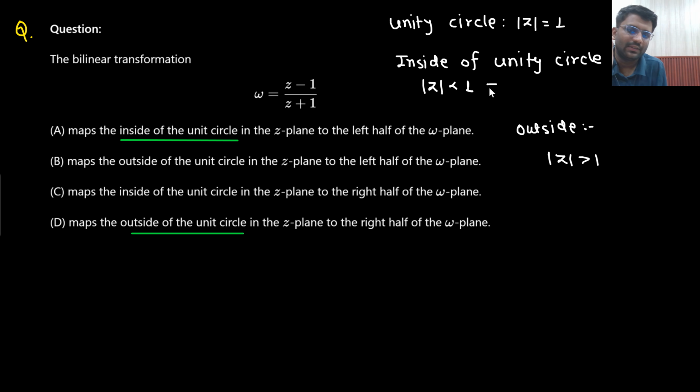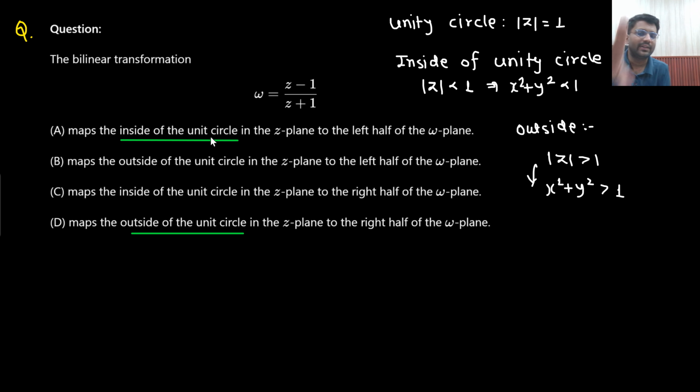The meaning of this is x square plus y square less than 1. And what is the meaning of this? X square plus y square greater than 1. Right? So how will they be mapped in our omega plane?